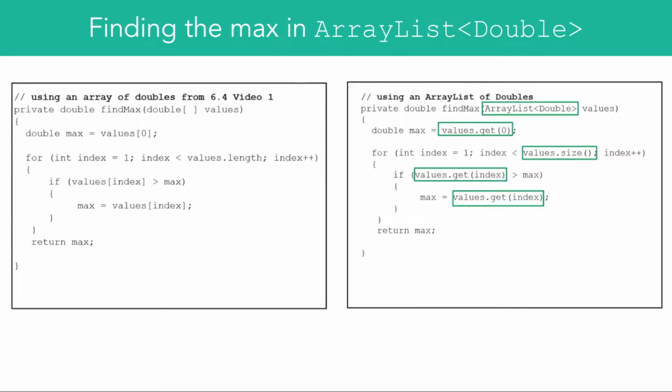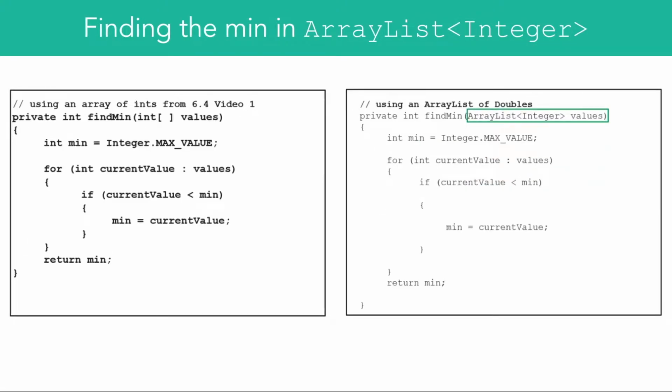Here's an example of finding the maximum in an array list. You should compare how you did it with an array and see what changes when setting it up for an array list. In this example, you're finding the minimum in an array list. Once again, compare it to how you might set it up for arrays, and then compare what changes for an array list.